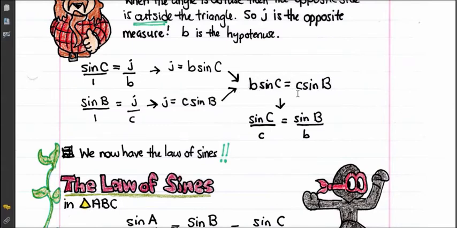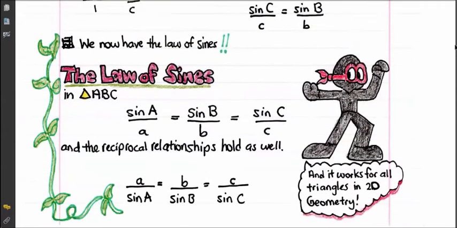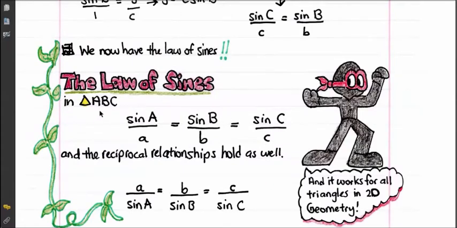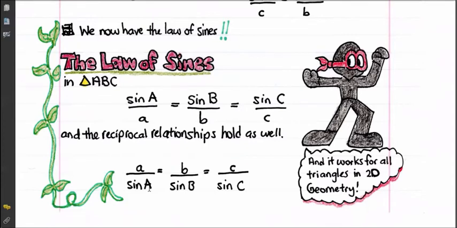Divide both sides by bc, and we get sine of c over c equals sine of b over b. And now we have the law of sines, which says that if I have a triangle ABC, the sine of angle A divided by side a equals the sine of angle B over side b equals the sine of angle C over side c. And it's also true that the reciprocal relationships hold as well. So side a over sine A equals side b over sine B equals side c over sine C.